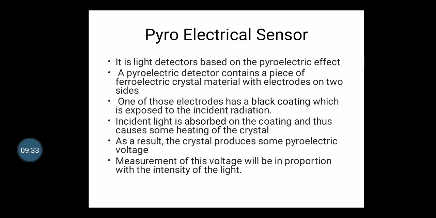Whenever there is light, that light will be incident on that black coating, which is connected to one of the electrodes. So what will happen? The light absorbed by that electrode produces heat. In this point we can see that incident light is absorbed on the coating and thus causes some heating of the crystal. As a result, the crystal produces some pyroelectric voltage. That is a property of that crystal: it produces some voltage because of the heat. So we can say that the heat energy is converted into electrical energy.